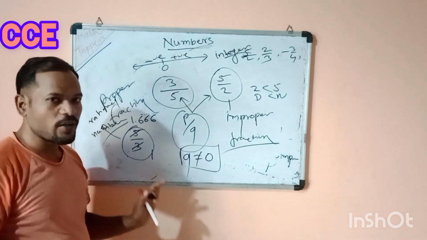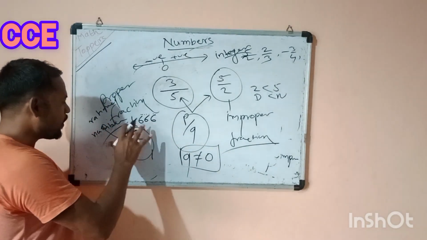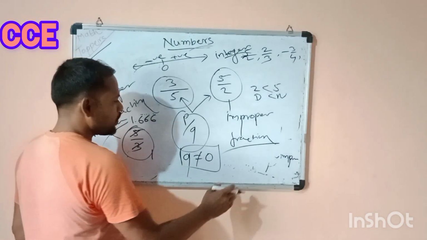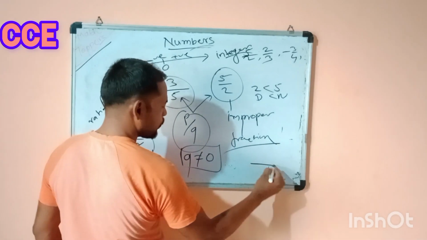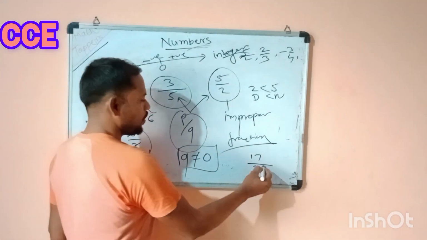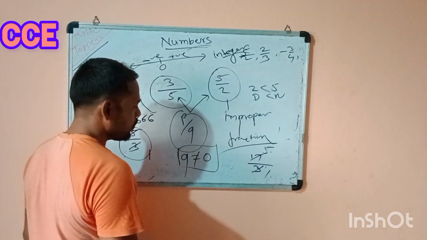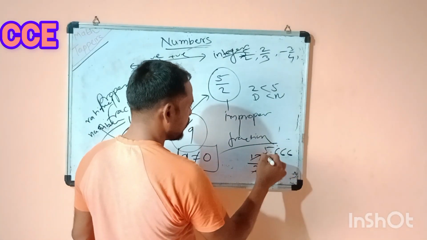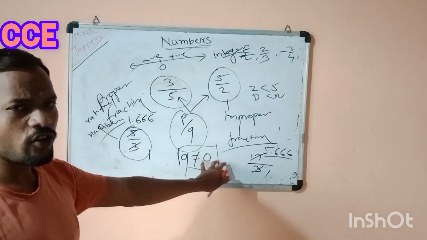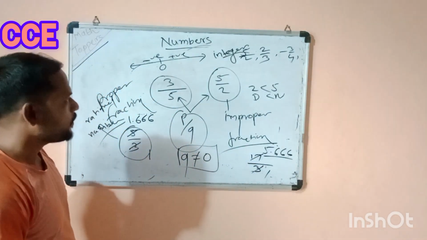The number which can be written in P upon Q form, like 5 upon 3, is therefore a rational number. Let us take another example, 17 upon 3. 3 5s are 15, remaining 2, then 20, 3 6s are 18, and in this way it continues. So this is a recurring part, and it is non-terminating. In this way we identify whether it is a rational number or not.